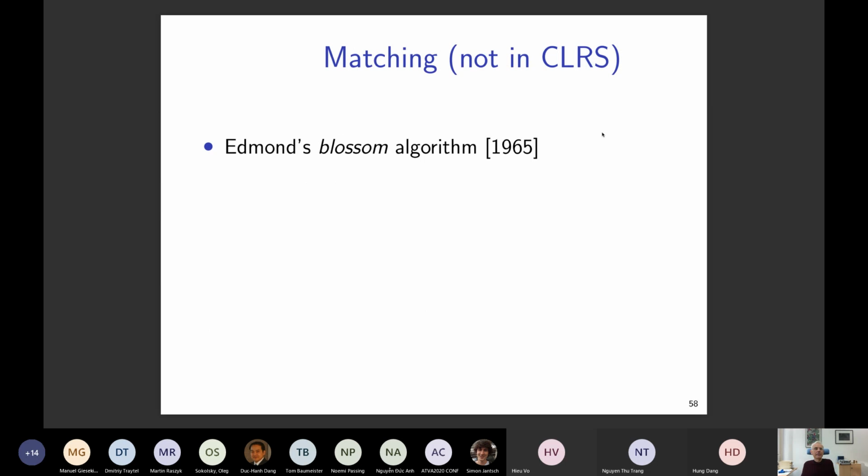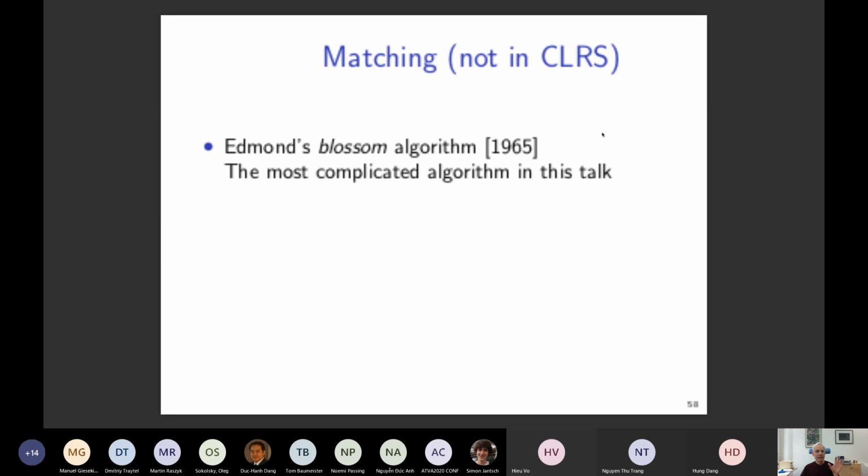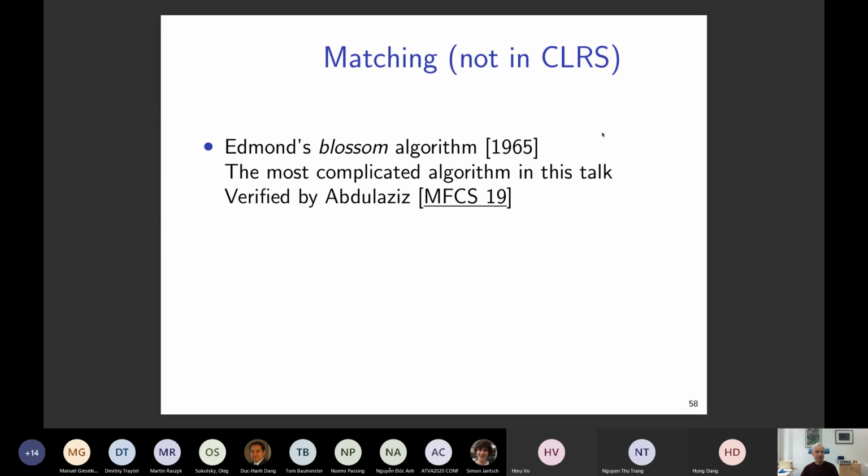Now, here's something that I really want to mention because I think it should be in the Cormen book. The first two topics on matching in graphs. The first one is Edmonds' famous Blossom algorithm from 1965, matching in general graphs. And I would claim this is the most complicated algorithm that I'll mention in this talk, and it was only recently verified.